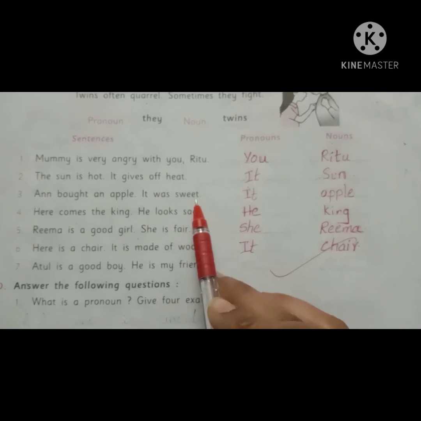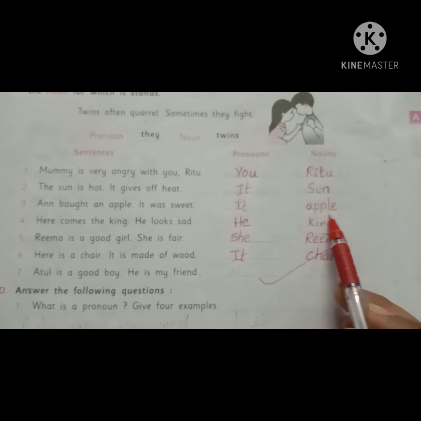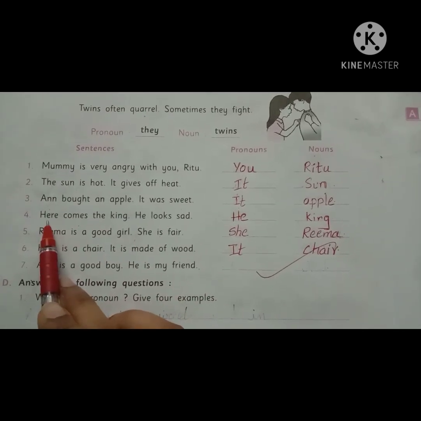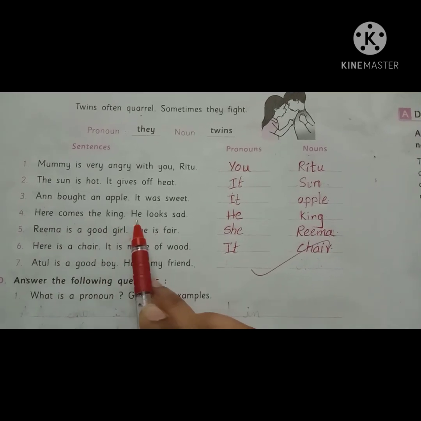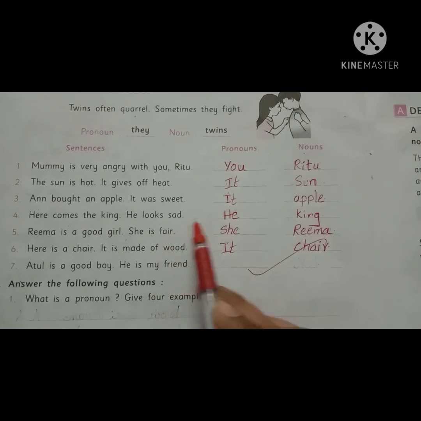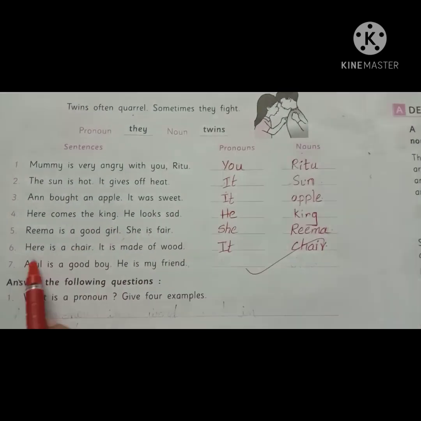It was sweet. Pronoun word is it, and noun word is apple. Next, fourth one: Here comes the king. He looks sad. He is a pronoun and king is the noun.